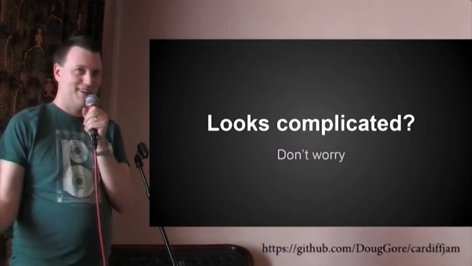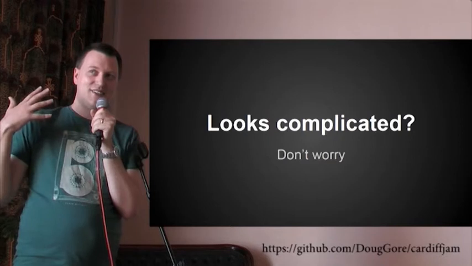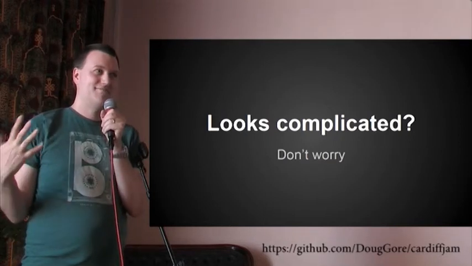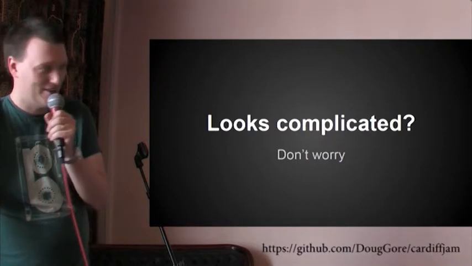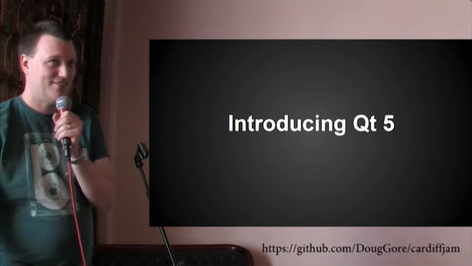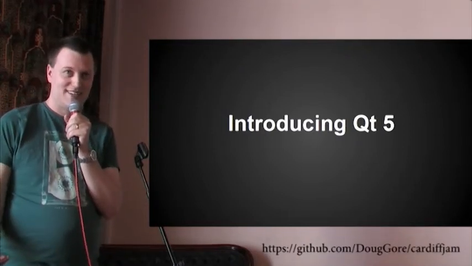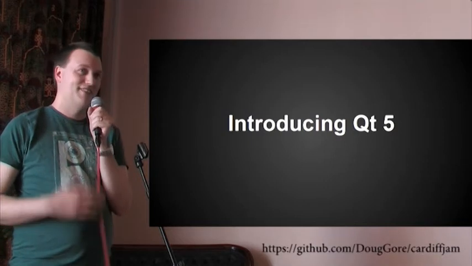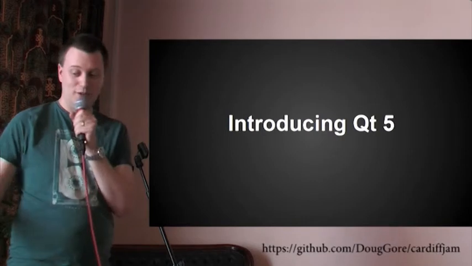But as I say, don't worry. There are things that will use this power, but make it easier for you to develop. And this is what we're going to look at. So I'm going to introduce Qt 5. Now this is not something that you can just download onto your Raspberry Pi today. It's not there in the standard Raspbian distribution, although I think it should be, and I think it will be.